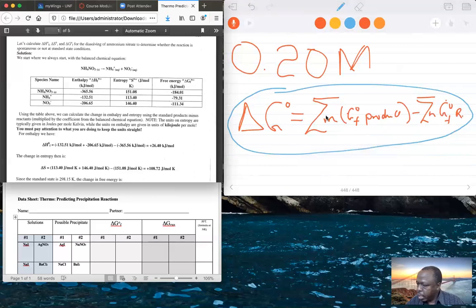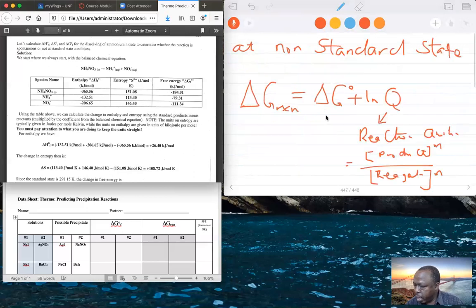This is this equation here. Let me call it equation 1. We will use it in determining this value, this thermodynamic term. Use equation 1. This is what you will do for that.